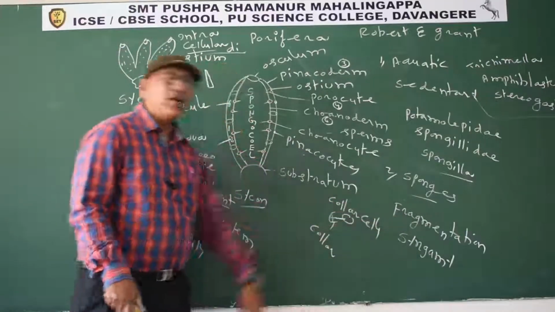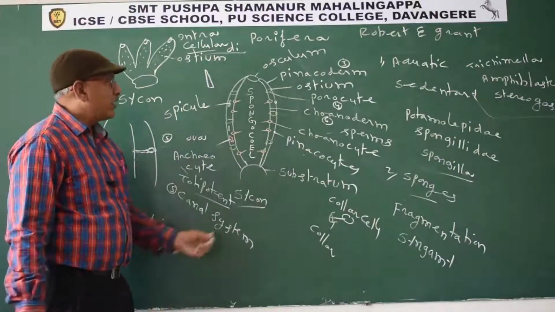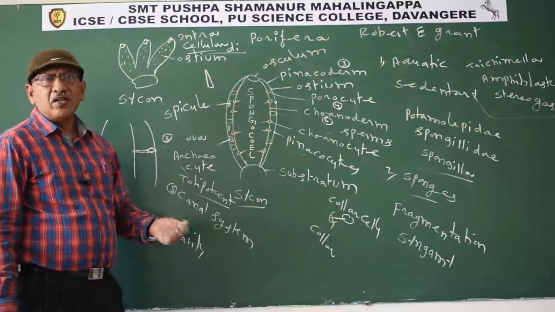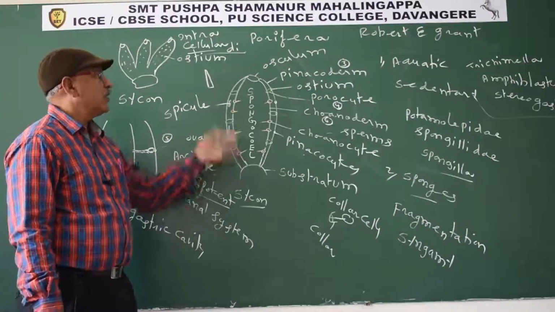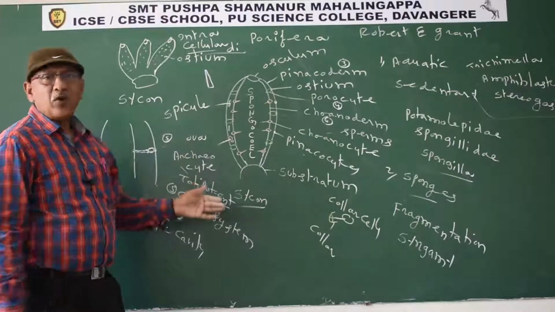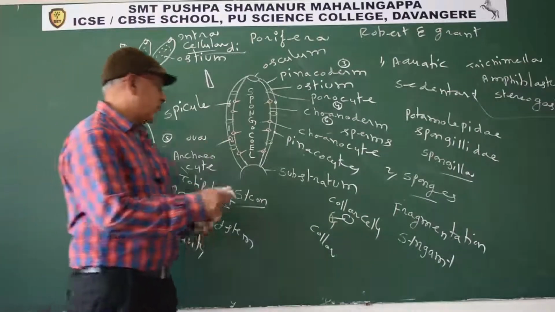Asexual reproduction is by fragmentation. Fragmentation means the body divides into several bits. Each bit develops into an adult. This process is known as fragmentation.